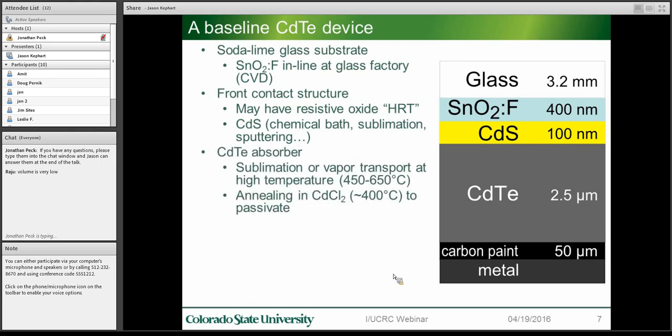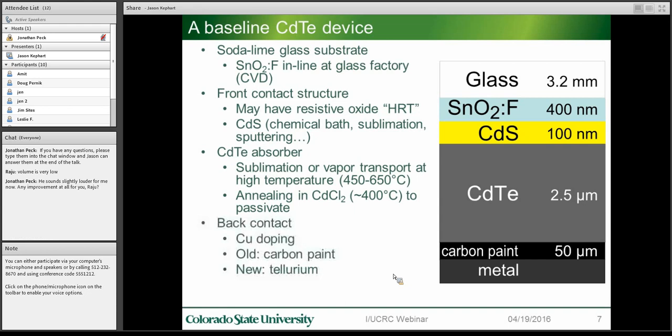The cadmium telluride absorber is usually deposited by a thermal technique with the substrate held at high temperature, between 450 to 650 degrees Celsius. The absorber is almost always annealed in cadmium chloride at about 400 degrees Celsius, and this passivates the absorber, improving the efficiency.